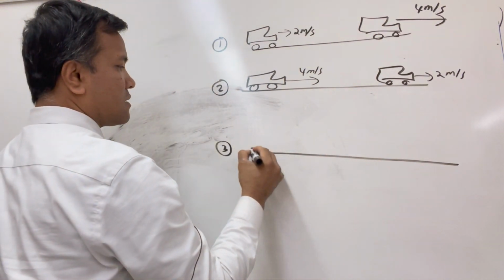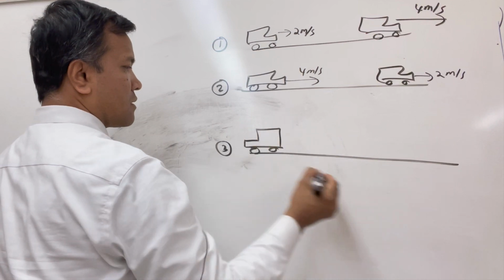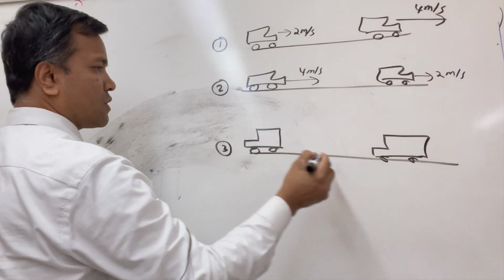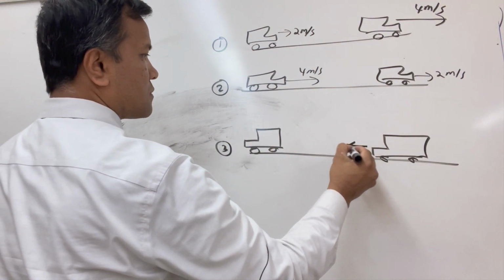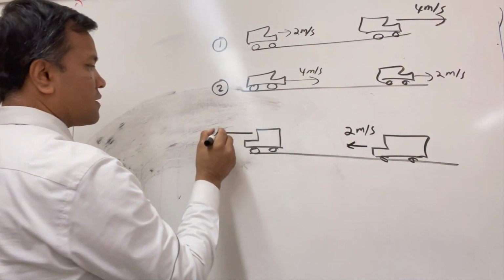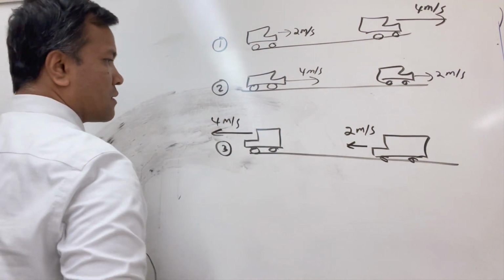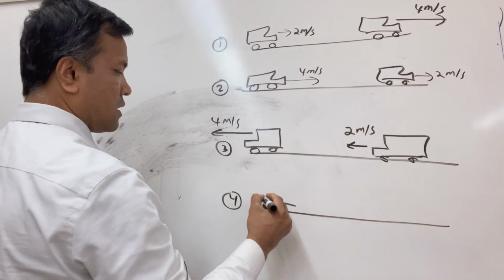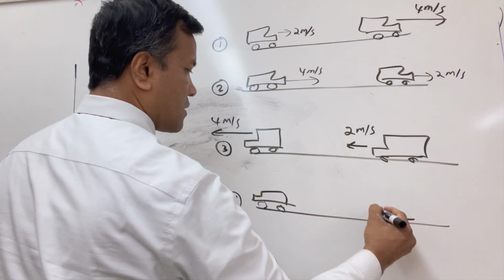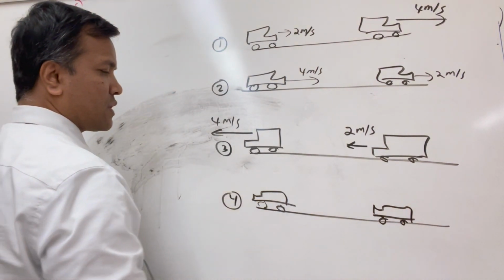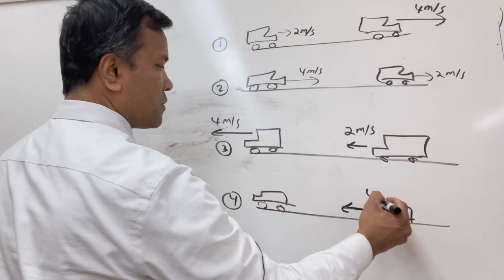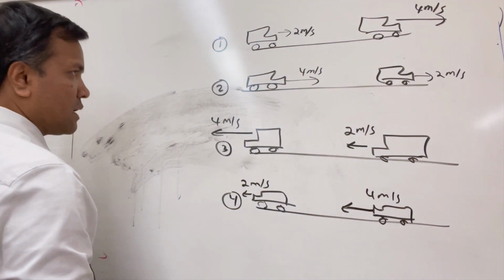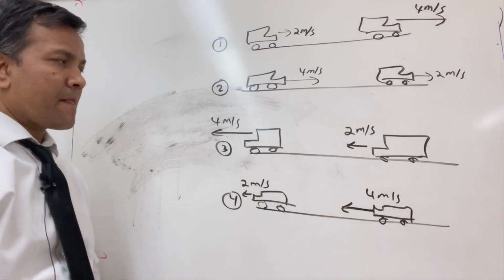Scenario three, reverse the direction. The car moves with 2 meters per second and then 4 meters per second. Scenario four, the car moves with 4 meters per second and then 2 meters per second. All right, let's find the acceleration, okay?